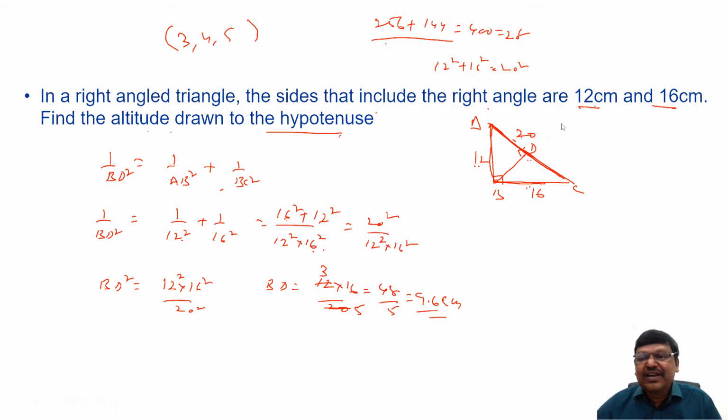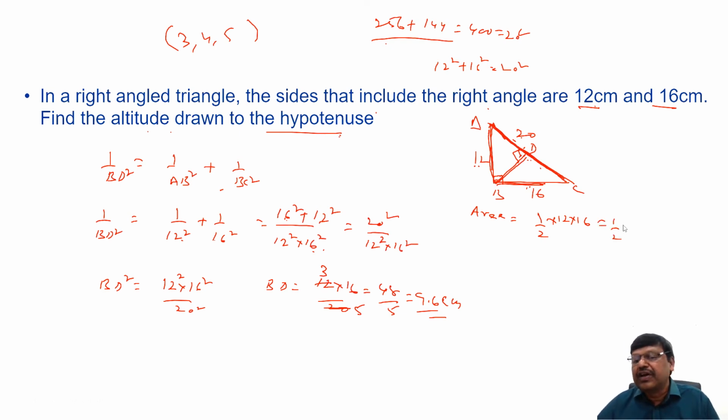Once you know this, the area of a right angle triangle formula, in the previous session we have discussed a formula for area of triangles. For a right angle triangle, we have a formula which says that area equals half into the product of the two sides that include the right angle, half into 12 into 16. For any triangle, we have the formula half base into height. If I take AC as the base, BD as the height, we can say half AC into BD is also going to give you the area of the triangle.